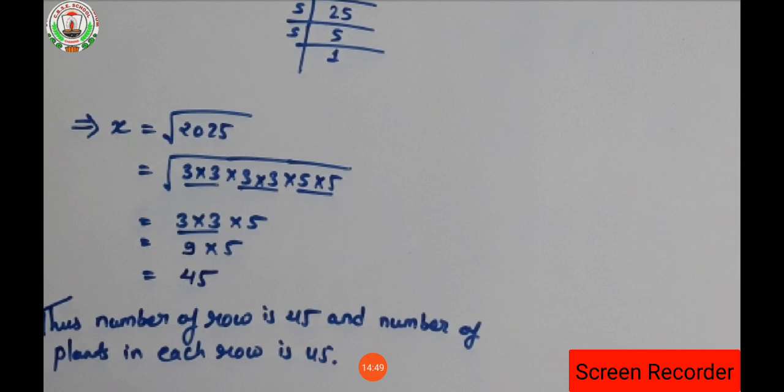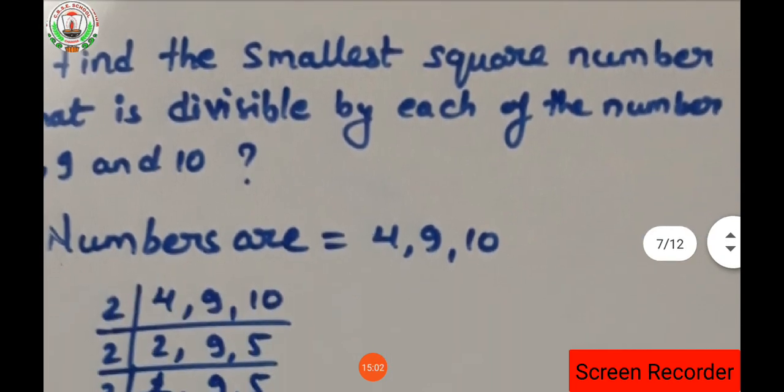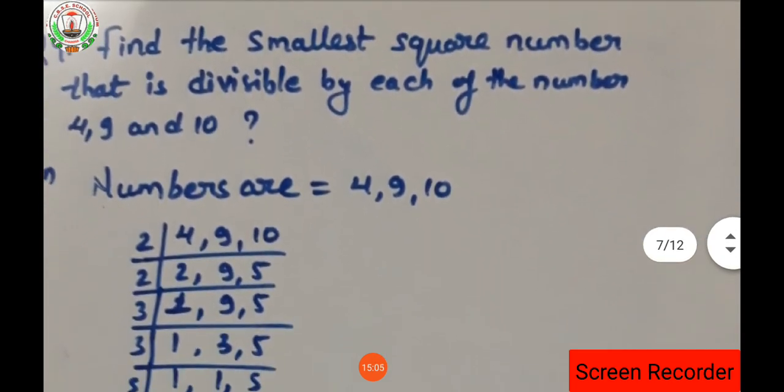So thus the number of rows is 45 as well as the number of plants in each row is 45. So in this way you are going to solve. Simple factors you have to find in this question. Next question we have is question number 9.